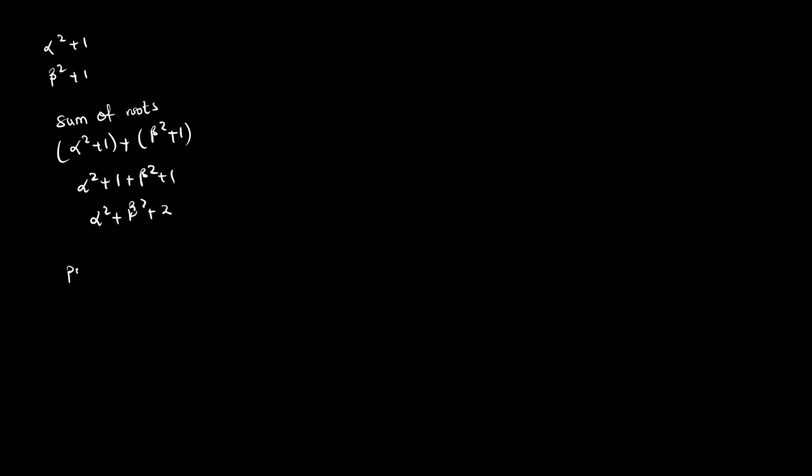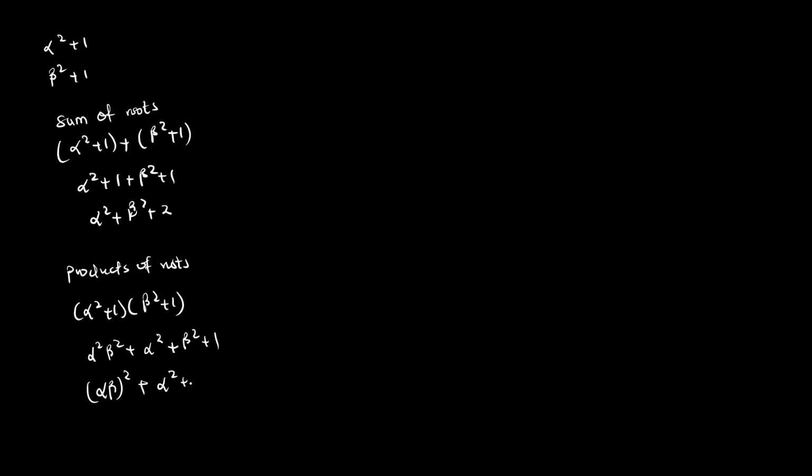And then with the product of roots, that's going to give me alpha square plus 1 multiplying beta square plus 1. So with this, when we multiply, it's going to be alpha square beta square plus alpha square plus beta square plus 1. So I can say alpha beta all square plus alpha square plus beta square plus 1. So this is the product of roots.